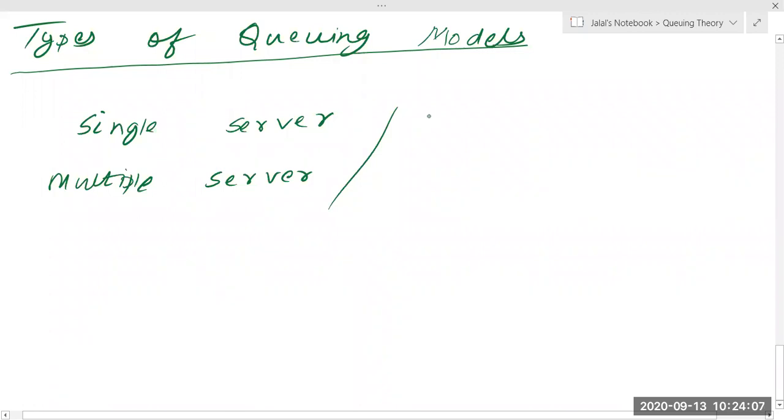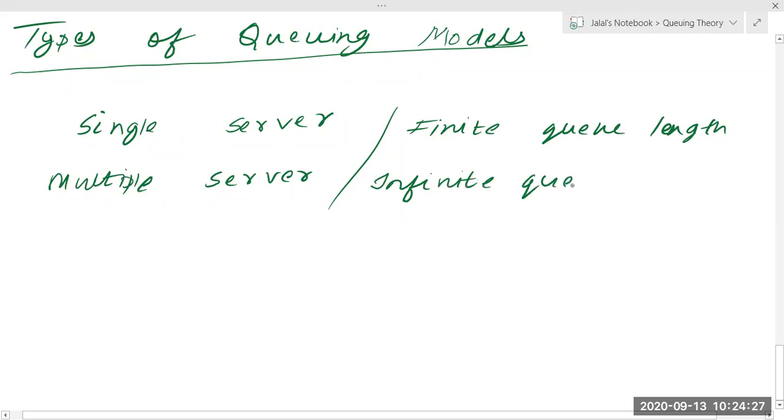Similarly, if there is a server, there will also be arrivals. For arrivals, there can be two types of queue length: one is finite queue length, and another is infinite queue length. I'll explain what you mean by finite queue length, and I'll explain what you mean by infinite queue length.